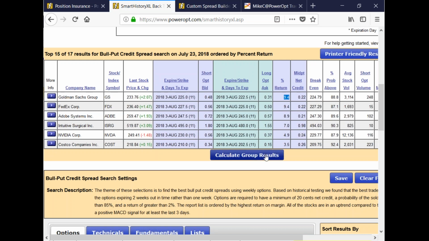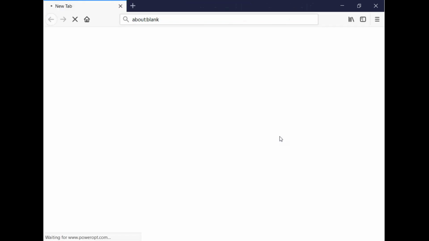So what I can do now is simply hit calculate group results. And this is the one that's going to take a long time. What the system's going to do now is take those 6 or 7 trades as they were on Monday with the prices, and then when I hit calculate group results, it's going to show me where we stand right now. If I had gone back a year, it just would have shown me where those positions I opened at 14 days to expiration stood at the end of expiration.